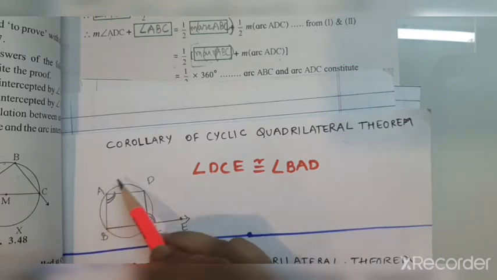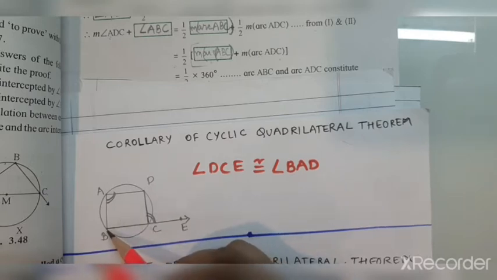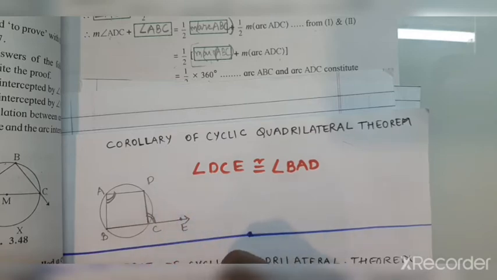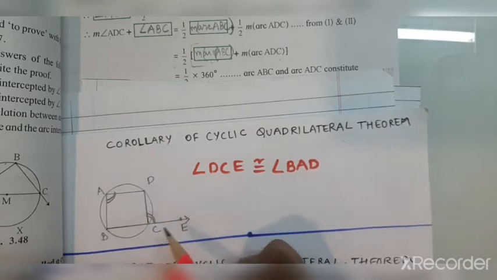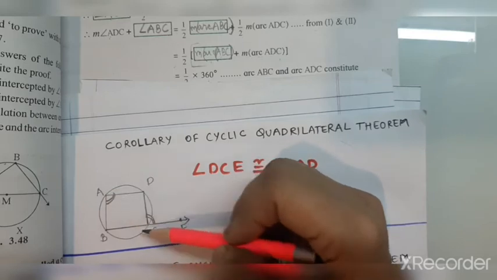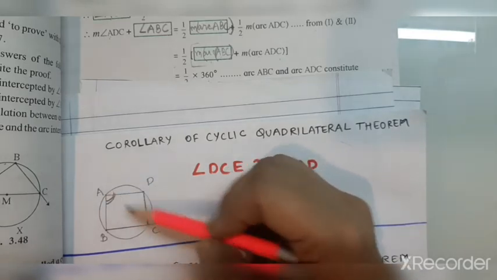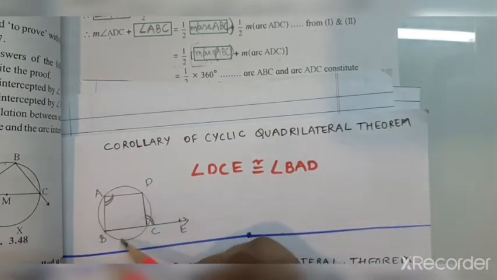You can first say that it's a cyclic quadrilateral. Therefore, by the theorem of cyclic quadrilateral, we can write that angle BAD plus angle BCD is equal to 180 degrees. Cyclic quadrilateral theorem. Then we can write linear pair. Here we can see it forms a linear pair. Therefore, angle DCE plus angle DCB is equal to 180 degrees. Now both the statements are equal to 180 degrees. So when we compare the two statements, first where we used the cyclic quadrilateral, the sum of opposite angles is 180 degrees, and second we used linear pair is equal to 180 degrees.